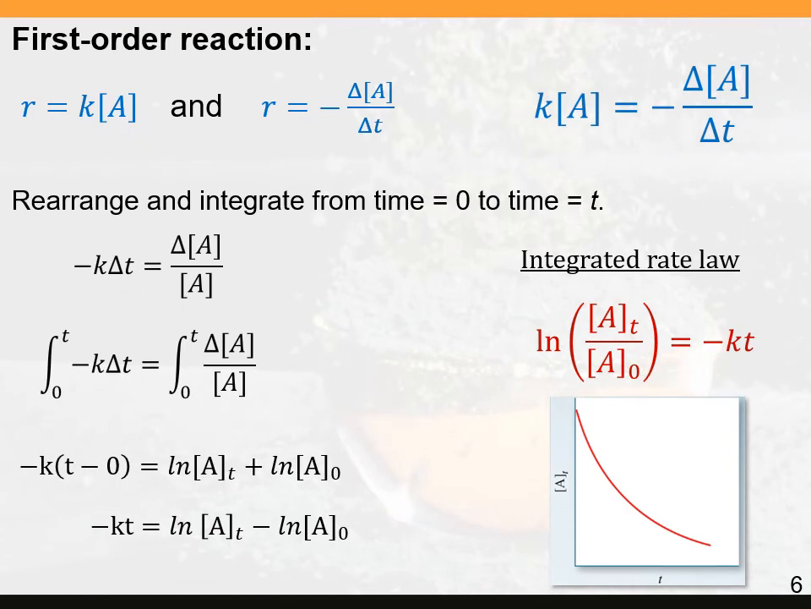For a first order reaction, we start with its rate law. We're going to equate the rate law to the definition of the rate. We are going to rearrange and again integrate from time equals 0 to time equals t. The solution of this equation gives us the integrated rate law, such that the natural logarithm of the concentration at time equals t divided by initial concentration is equal to negative kt. This equation calculates the concentration of the reactant A along this line with changing time.